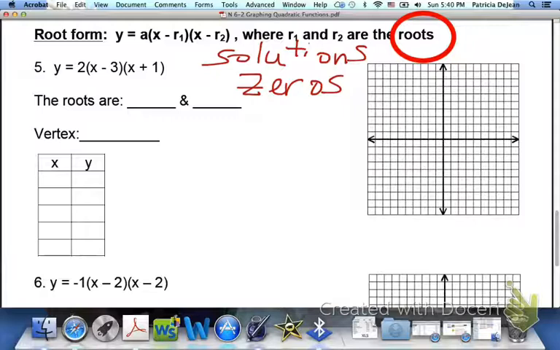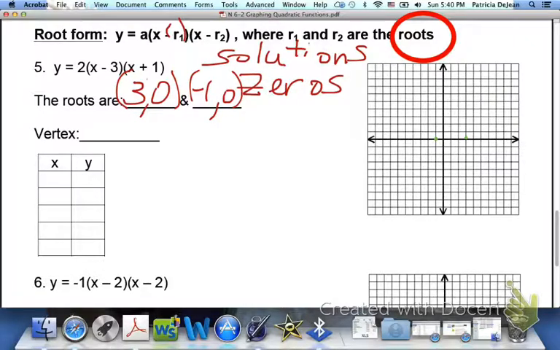So, a minus, again, R1, if it's minus, R1 is going to be positive. So, the roots are at 3, okay, which is 3, 0, if we're writing it as a point, and negative 1, 0. Okay? So we can put those points on a graph. It's where it crosses the x-axis, so it crosses at 3. Okay, at 3. And at negative 1. Those are your two roots.